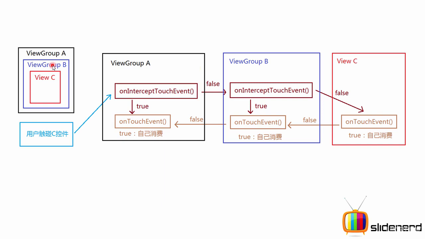Let's say a relative layout is inside your frame layout. And then there's a text view inside your relative layout, which is what you see inside view group B. So in this case, the activity is first going to dispatch the touch event to the outermost level, which is view group A. Inside this, the first method that will be called is onInterceptTouchEvent.